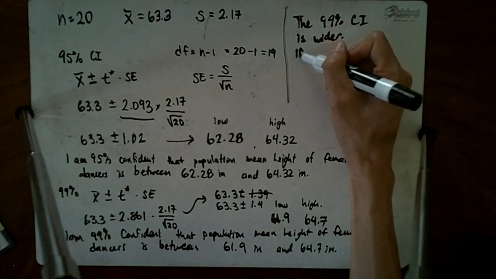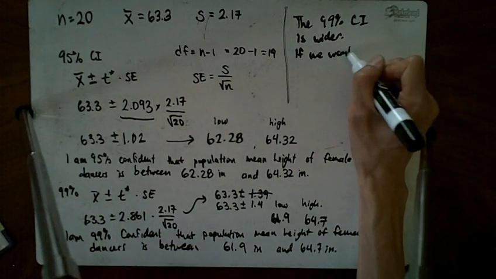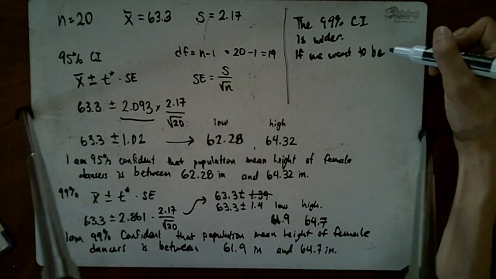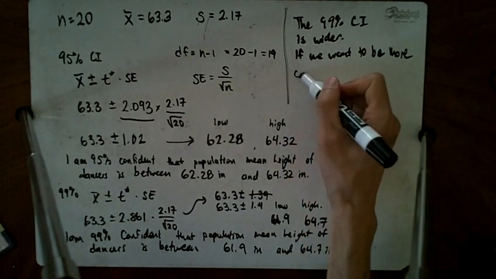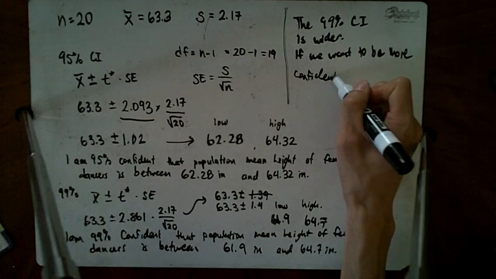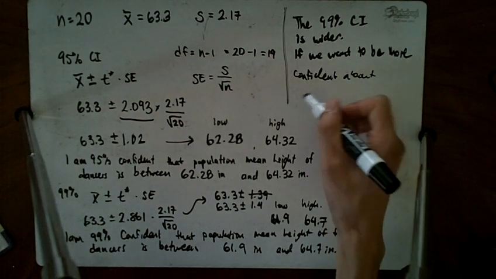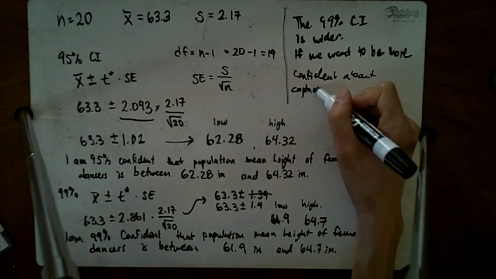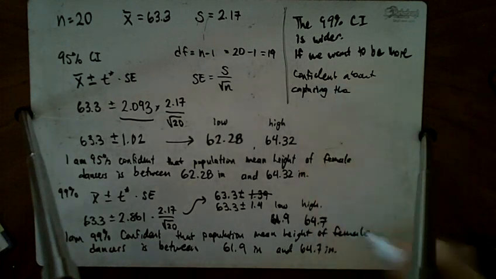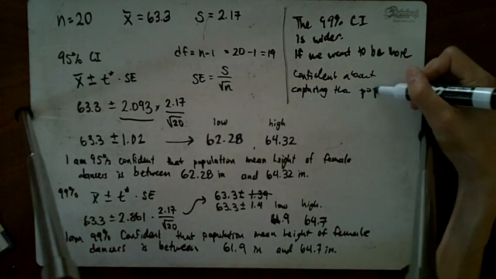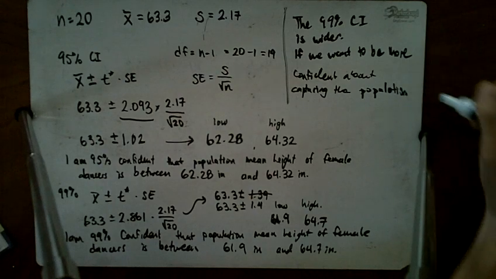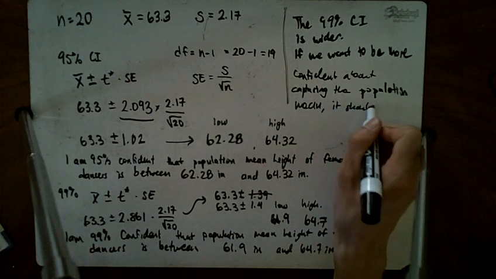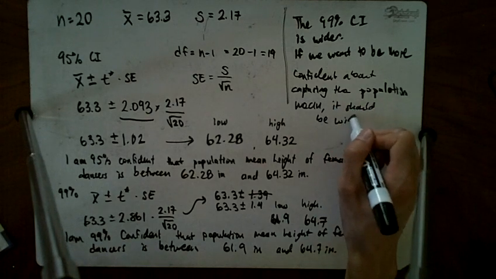And the reason is, if we want to be more confident about, quote, capturing the population mean, we have to make our interval wider. It should be wider.